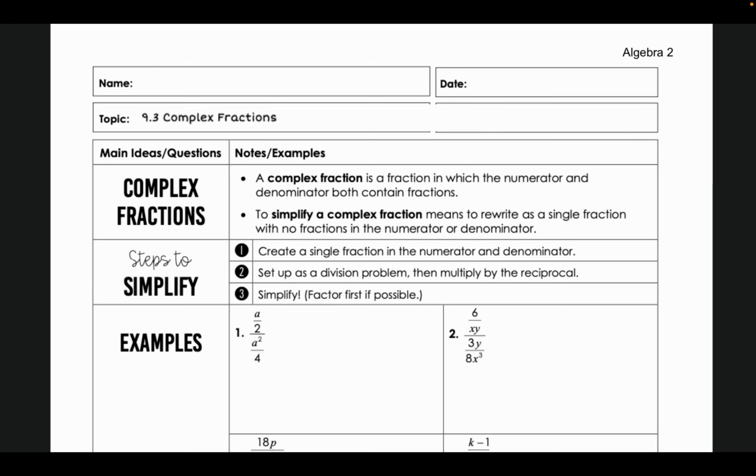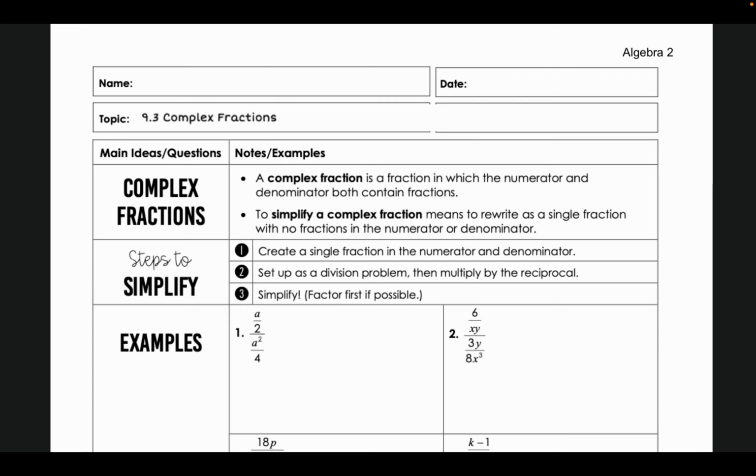Welcome everybody to Algebra 2, Section 9.3, Complex Fractions. So a complex fraction is a fraction in which the numerator and denominator both contain fractions. In order to simplify a complex fraction, it means that we're going to rewrite it as a single fraction with no fractions in the numerator or denominator.